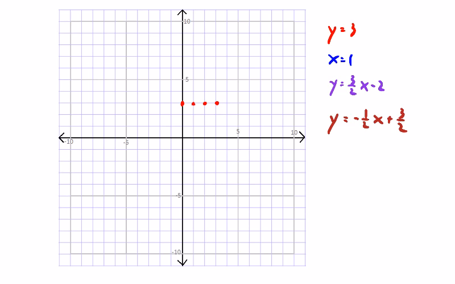And when x is 3, it's 3. 4, it is 3. When x is 5, y is still 3. So the line would continue horizontally to the right. And if we go into negative values, the line would continue to the left.